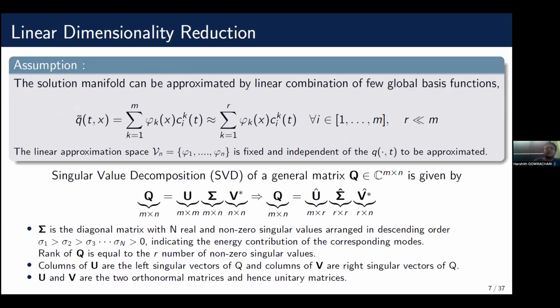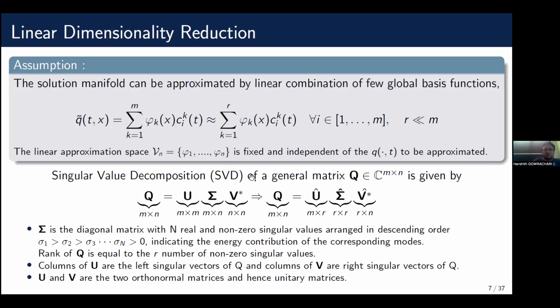We can find these linear approximation subspaces by performing linear dimensional reduction. One of the main strong assumptions of linear dimensional reduction is that you can decompose your solution manifold into a few linear combinations of a few global basis functions, which is a summation of your global basis, also called modes, and a coefficient matrix. You basically obtain these modes by performing singular value decomposition, which is a linear dimension reduction basically.